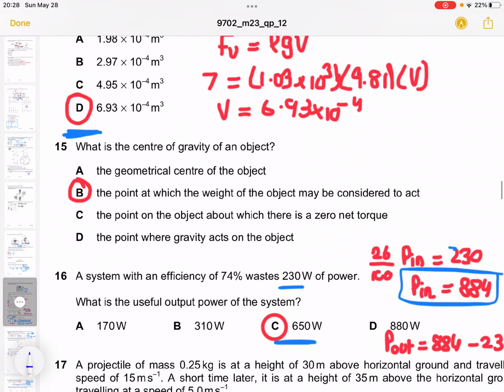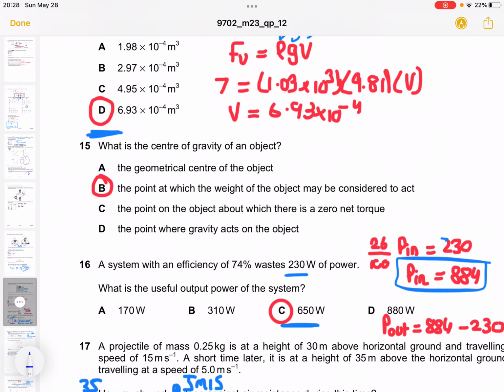Question number 15 says, what is the center of gravity? That's a famous question: the point at which the weight of an object can be considered to act. Question number 16 says that a system with an efficiency of 74% wastes 230 watts of power. What is the useful output power of the system?